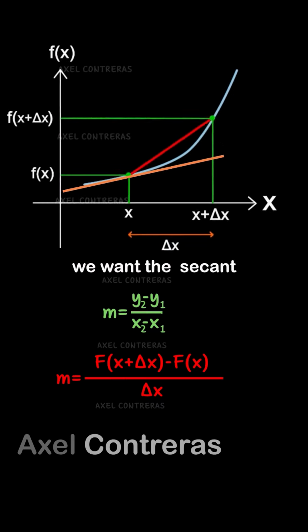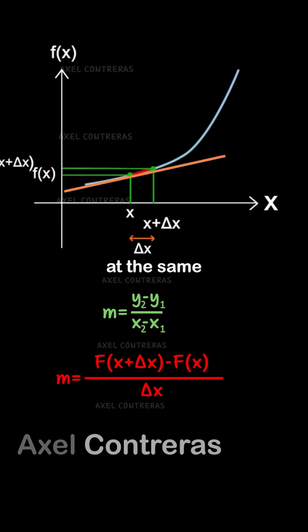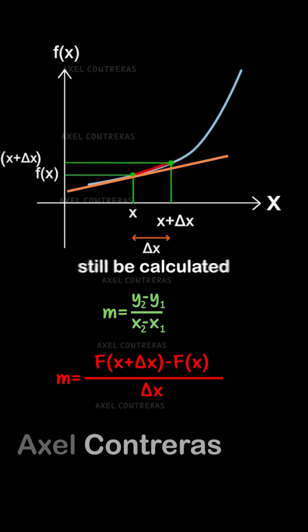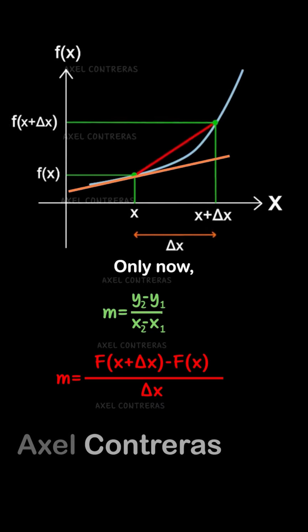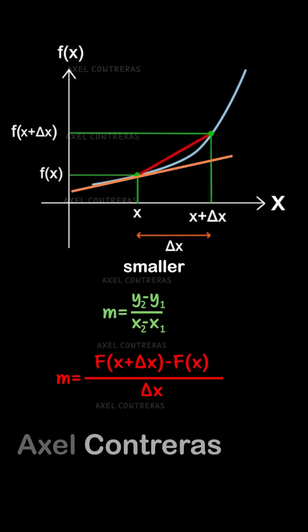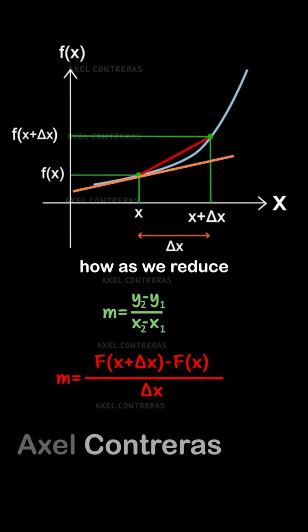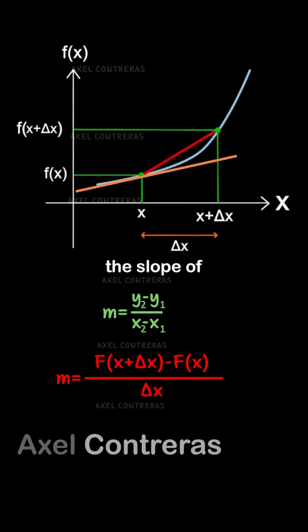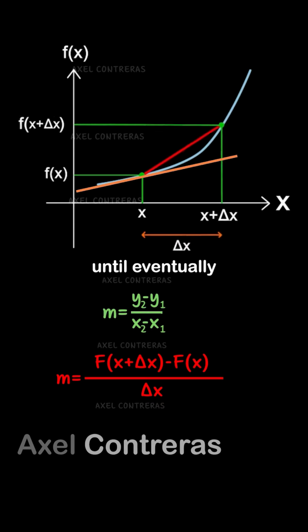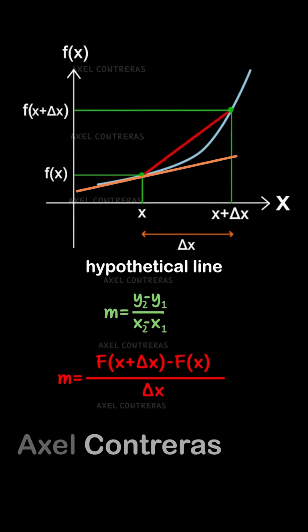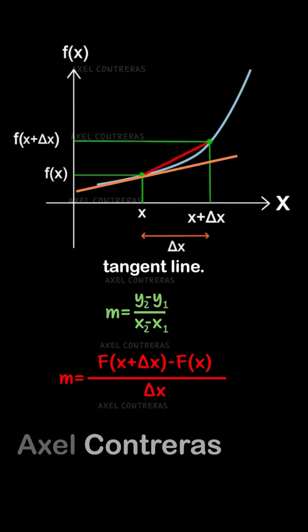Now suppose we want the secant to be shorter, but still start at the same original point. We just choose a second point that's closer. As you can see, the slope would still be calculated the same way, only now with a smaller delta x. We could keep repeating this process, making delta x smaller and smaller. Watch how, as we reduce the length of the secant, its slope starts to resemble more and more the slope of the tangent line. Until eventually, if we could theoretically draw a line where both points are the same, the slope of that hypothetical line would match exactly the slope of the tangent line.